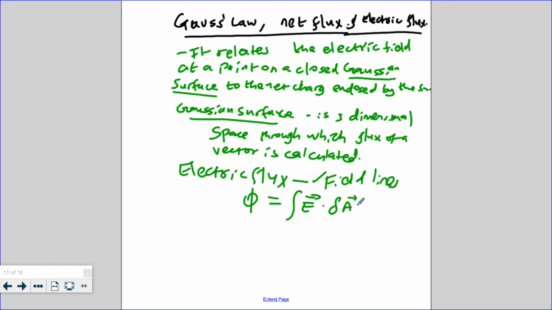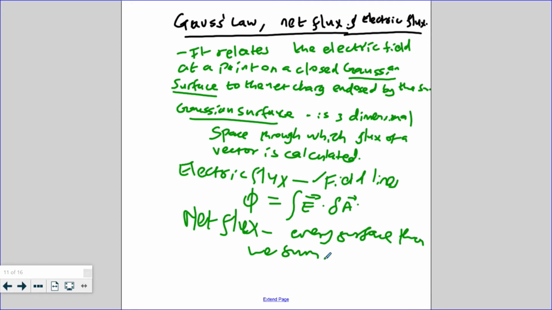And lastly, let us have a brief look at the net flux. To find the net flux through the surface, we find the flux at every surface, then we sum the results. And that is all about Gauss's law, net flux and electric flux.